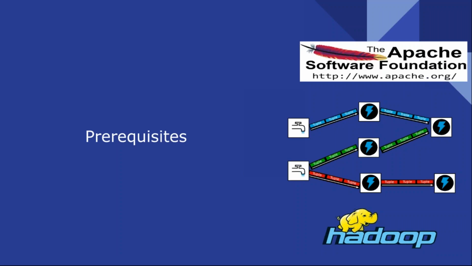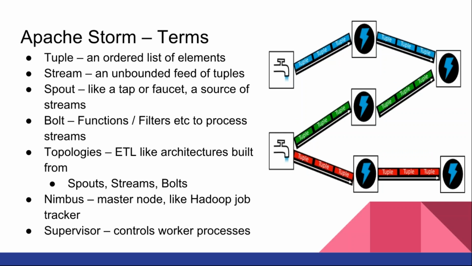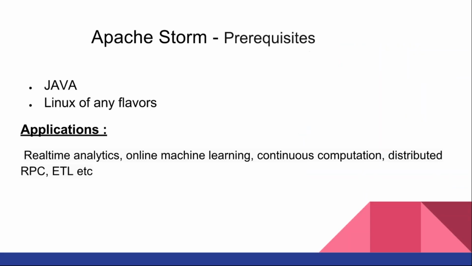So we are done with these terminologies, with the architecture, with the history, and with what Apache Storm is. Now, what are the prerequisites required to learn Apache Storm? We need only Java, and some basic idea of Linux. If you have these things, you can turn into a developer as well as a Hadoop administrator.